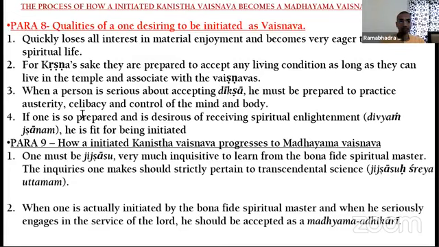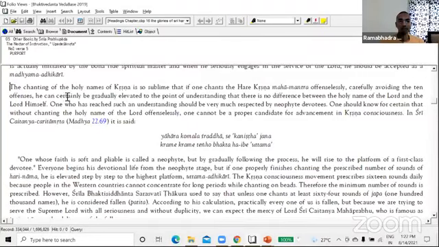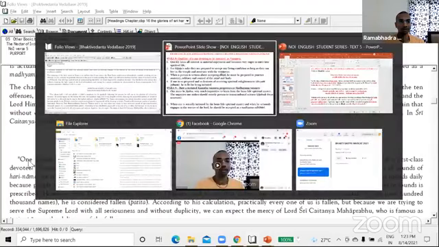Now, our whole advancement in Krishna consciousness, from the Kanishta to the Madhyama to the Uttama, is based on the chanting. So Prabhupada here speaks about chanting. The next paragraph, paragraph 10, is speaking about the three kinds of Vaishnavas on the basis of chanting the holy names.